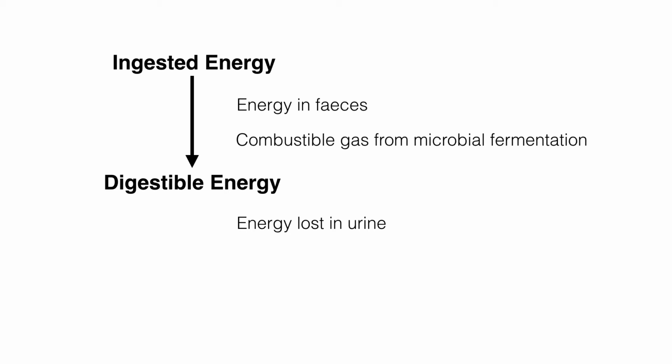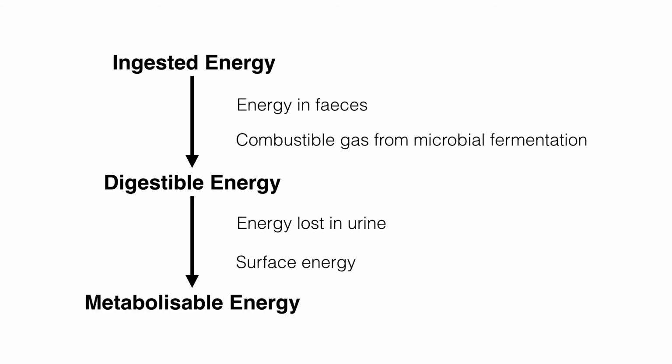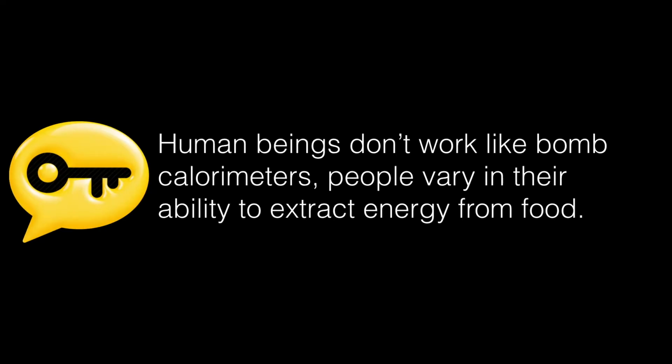Another way we lose rather than use energy is so-called surface energy. This includes things such as skin that flakes off, hair that we lose, losses of any macronutrients in sweat. And that finally gives us metabolizable energy, the actual energy available for our body to use, to live, to do work. So the key message here is that human beings don't work like bomb calorimeters.